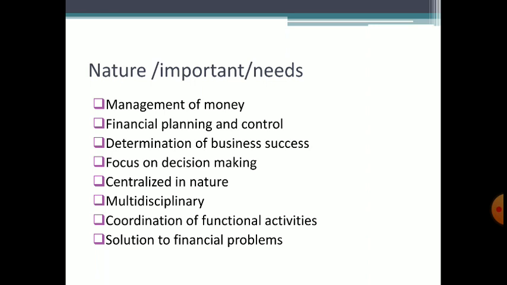The next one is multidisciplinary. It means financial management relates to different kinds of disciplines such as economics, accounting, marketing, production, etc. Next one is coordination of functional activities. I already told you it is multidisciplinary. The financial manager tries to coordinate all functional activities in the business organization. The last one is solution to financial problems. In every business organization, the financial manager tries to make a solution for finance related problems. These are the important features or nature of financial management.